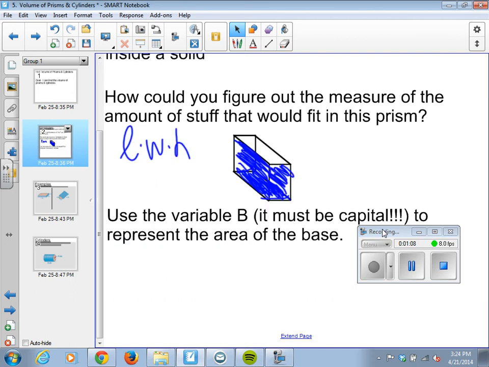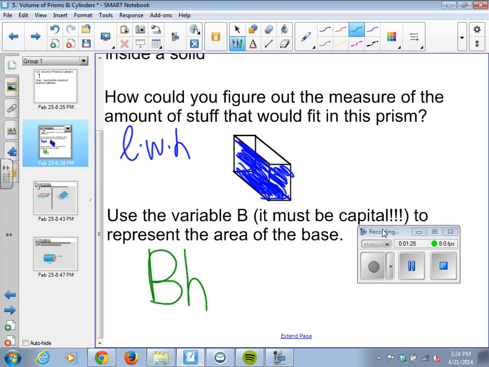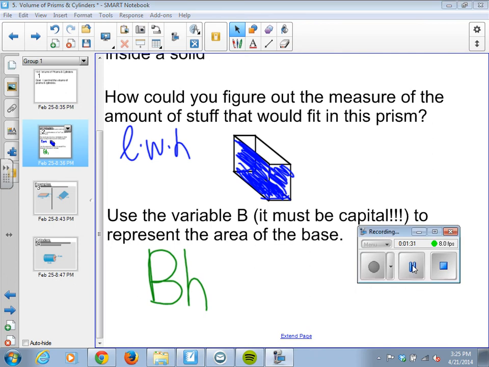Now, that is the formula for a rectangular prism. This also works for any prism we have. The length times the width gives us the base of the solid. So we use a capital B for the base times the height. Must use a capital B. That is our formula for any solid's volume.